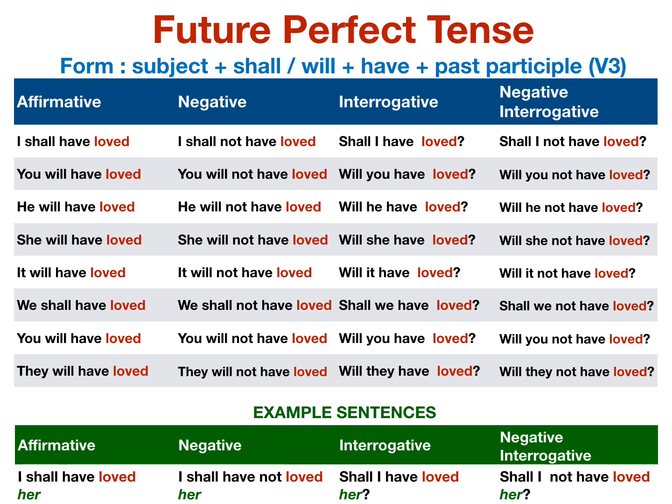Example sentences. I shall have loved her. I shall not have loved her. Shall I have loved her? Shall I not have loved her?